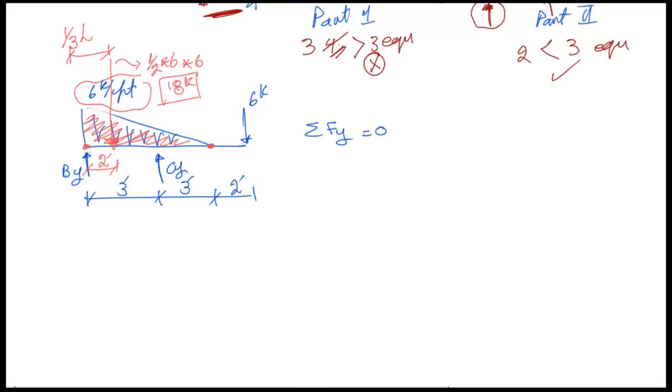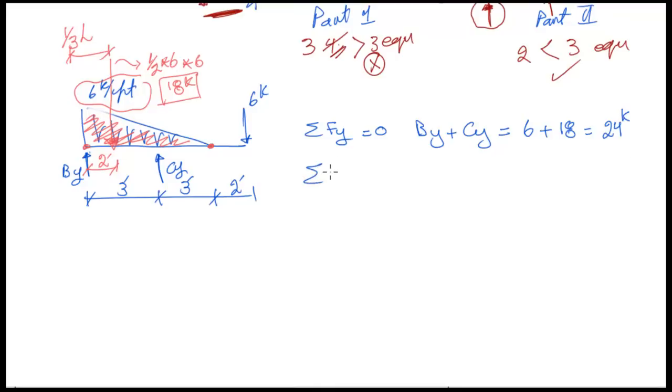So what are the forces I have right now? I have By plus Cy, the forces coming from the bottom, which should equal the forces coming from the top, which are 6 plus 18, which are 24 kip. Alright, now this is the first equation.